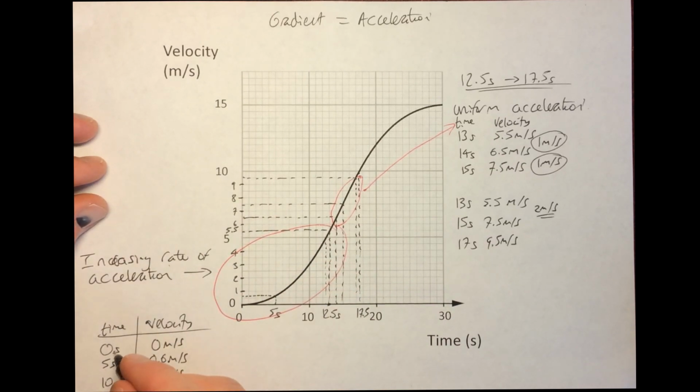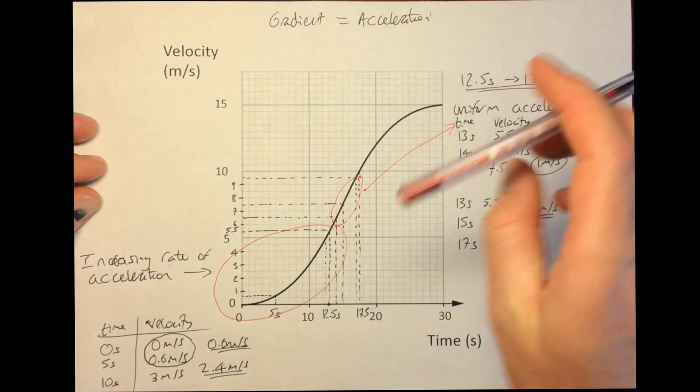So what's happened here? Well, the time's increased by 5 seconds, and the velocity has gone up by 0.6 meters per second, from 0 to 0.6. But then when the time increases by 5 seconds again, from 5 to 10 seconds, we have an increase in velocity of 2.4 meters per second. So in the first 5 seconds, the velocity went up by 0.6 meters per second. In the next 5 seconds, it goes up by 2.4 meters per second. So the velocity is going up by an increasing amount, and that tells us that the rate of acceleration is increasing. Okay, now we can look at this final section here.